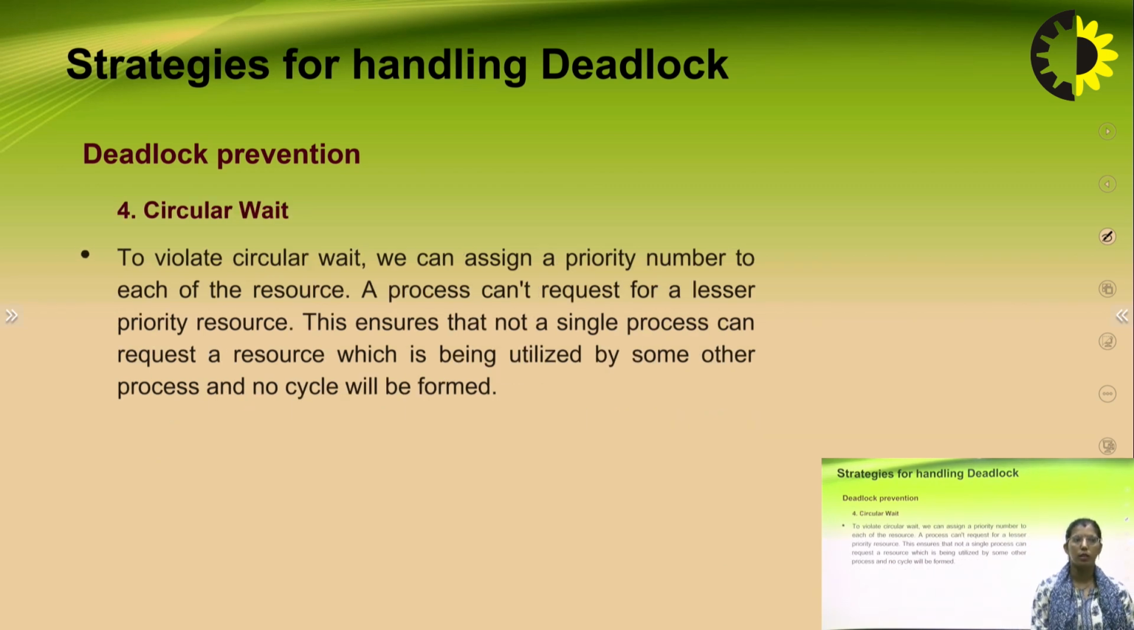Next one is circular wait. We can practically avoid circular wait. We can assign a priority number to each of the resources. A process can't request a lesser priority resource. This ensures that no single process can request a resource which is being utilized by some other process, and so no cycle will be formed. So only this condition is there that we can avoid or prevent from happening to stop the deadlock.